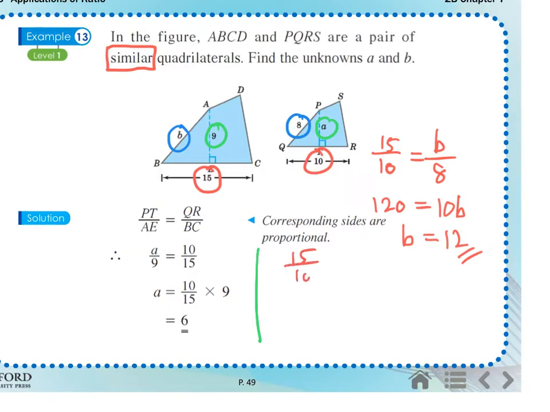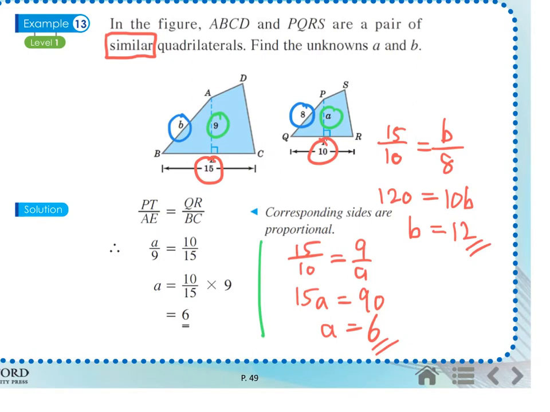15 over 10 equals 9 over 8. And then we can just simply multiply crossly, cross-multiply. 15a equals 90. And then a equals 6. And that's it also. So you look at my demonstrations versus the example solutions. What a difference.